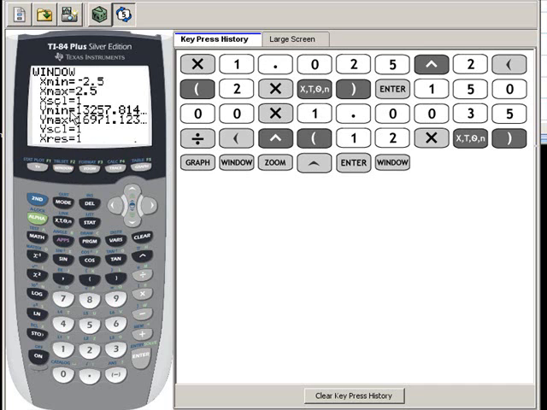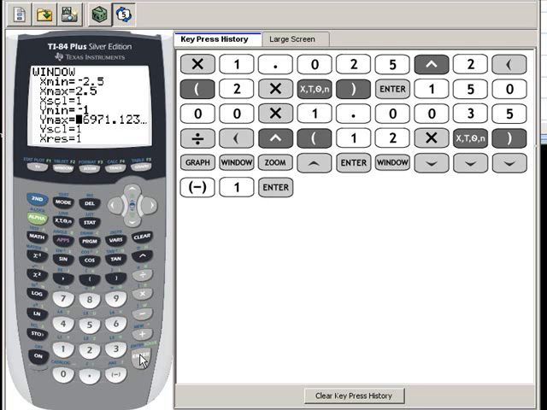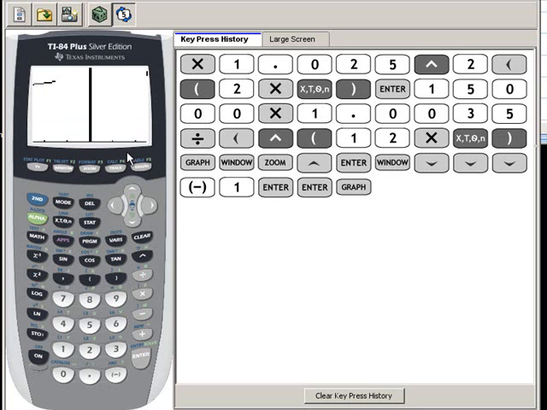I could change my window. You see how my y min is 13,000 and my y max is that. I could make my y min really small, like, oh, I don't know, -1, just to make sure I see my x-axis. That means the low part of my graph is going to be at -1, and the high part is going to be there, so I should see my x-axis. Let me see what happens if I graph it again. Yeah, so there's my x-axis.